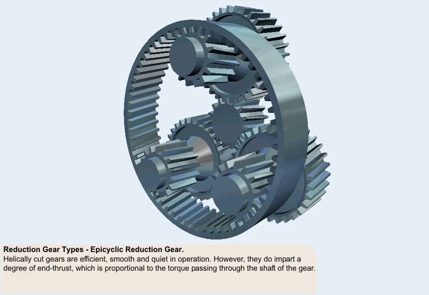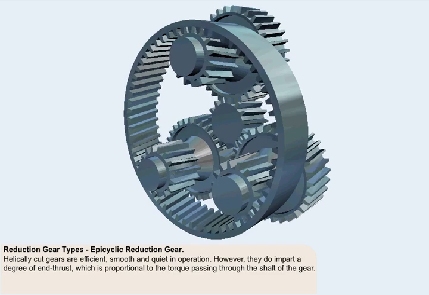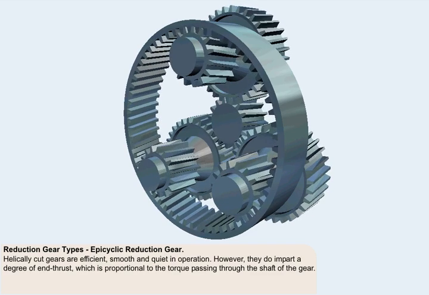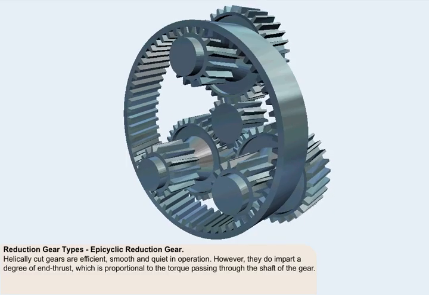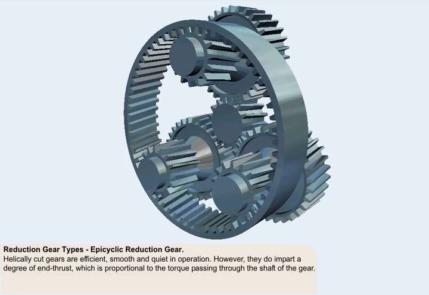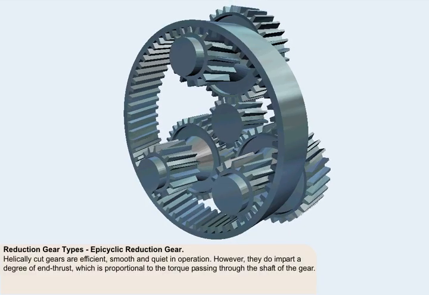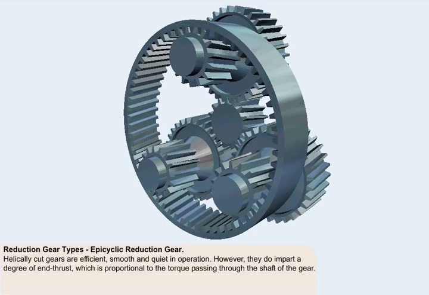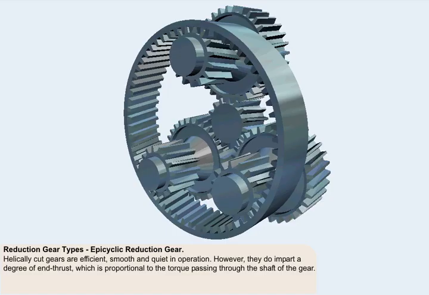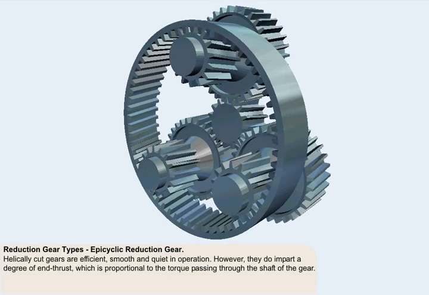Helically cut gears are extremely efficient in the way they transfer power, and they are also very smooth and quiet in operation. They do, however, impart a degree of end thrust which has to be contained, usually through the use of thrust bearings. This end or axial thrust is proportional to the torque passing through the shaft of the gear. Axial thrust, as we'll shortly see, can be used to provide a torque indication system in a propeller reduction system.